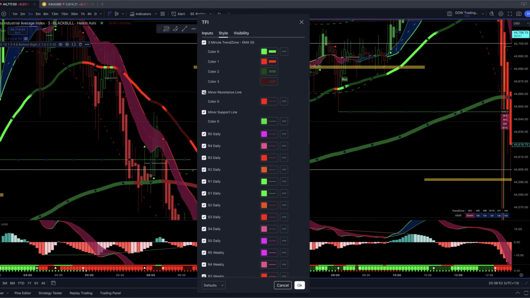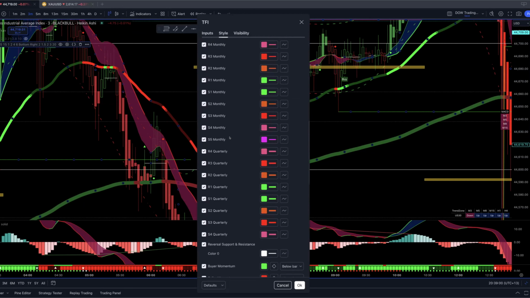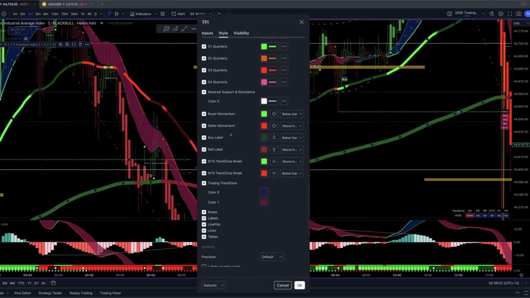I can talk a bit about the minor resistance and support. I still use that, but everything is essential. I wouldn't leave anything out. Part of the strategy is, little things, even this reversal support and resistance, I won't talk about it tonight. I use that a lot to re-enter trades.